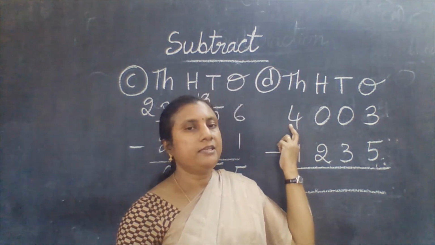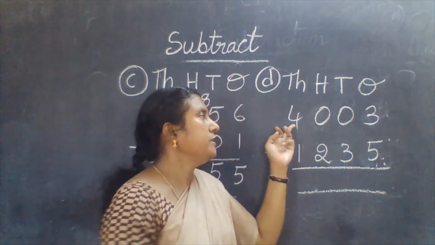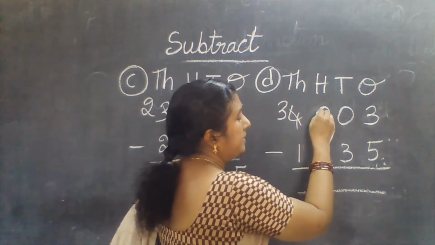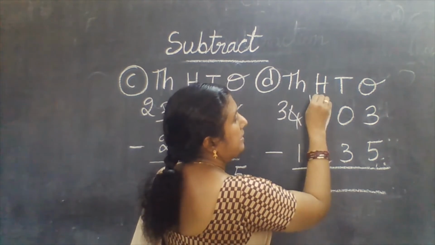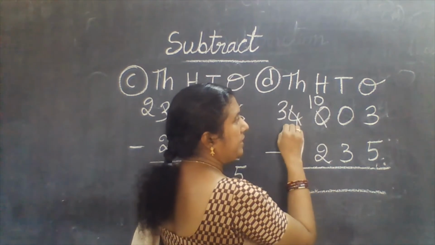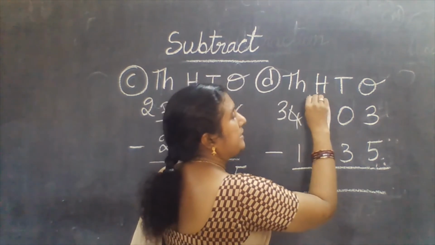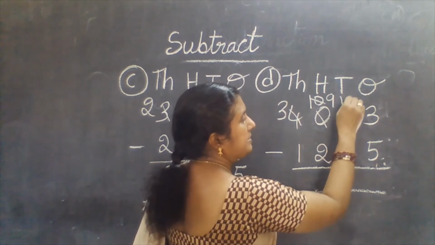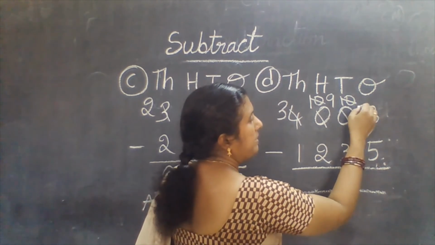In thousand place we have 4. So it will be reduced to 3. And here in hundreds place 0 will become 10, as we are bringing one 10 from 1000. That 10 will become 9. And in tens place the 0 will become 10. And this 10 will become 9.